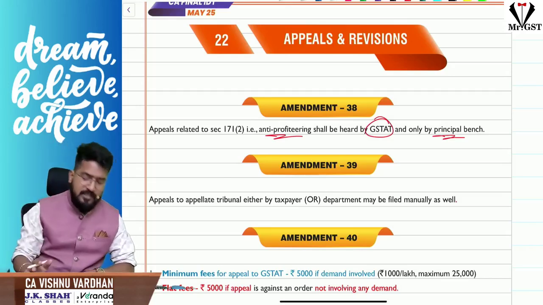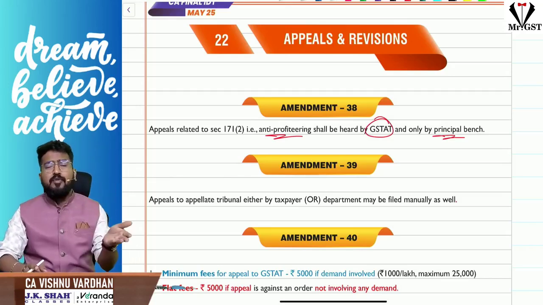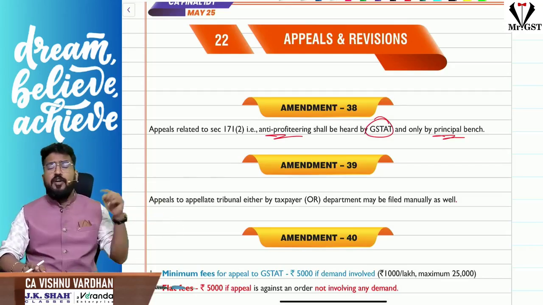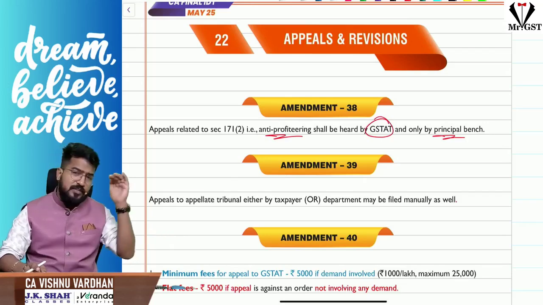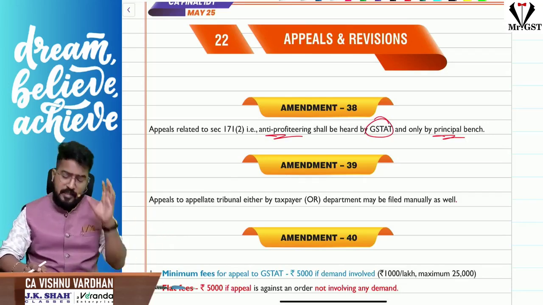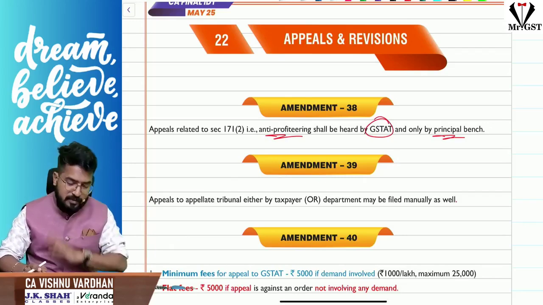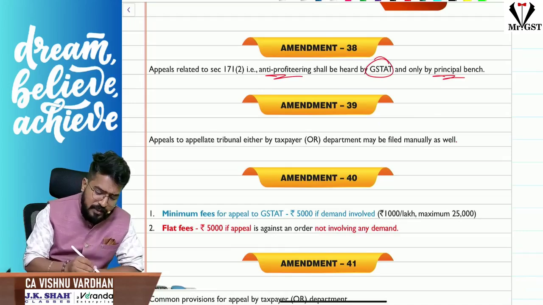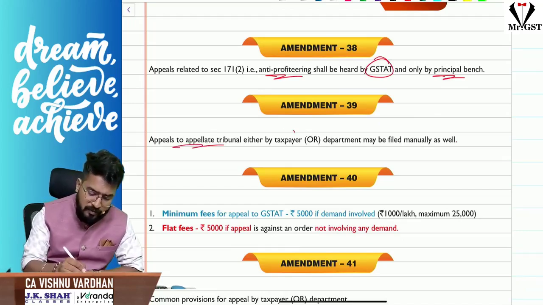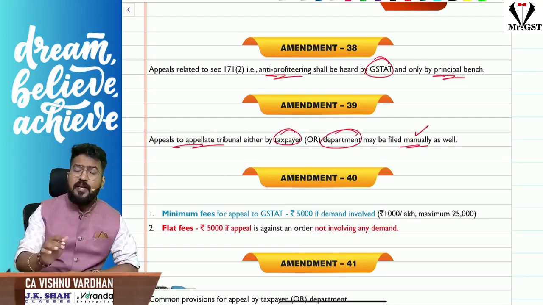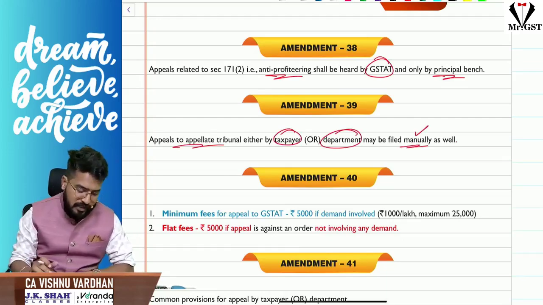Only the principal bench. So anti-profiteering clause, because of the GST, because you are getting ITC benefit, all that stuff, you should pass on the benefit to the customer. That means there should be reduction in prices, all that. So such cases now can be heard by GSTAT also, but only by the principal bench. And next amendment is, sir, appeals to the appellate tribunal can be filed by the taxpayer or department, any of them, manually also, not only electronically but also manually can be filed.